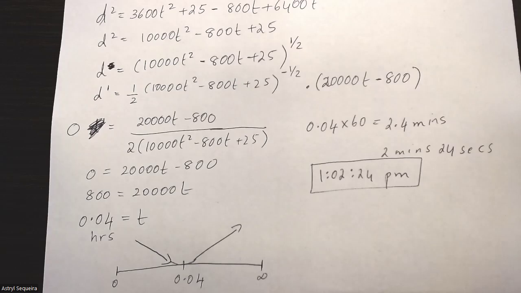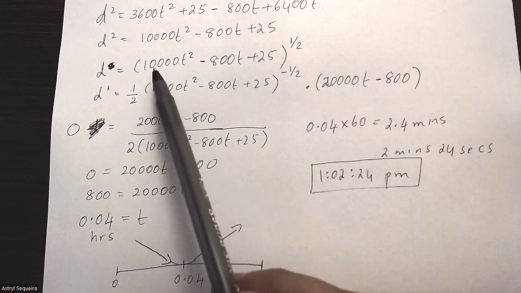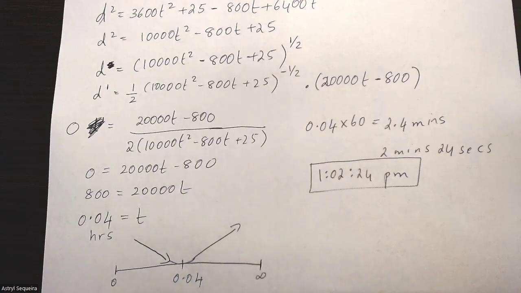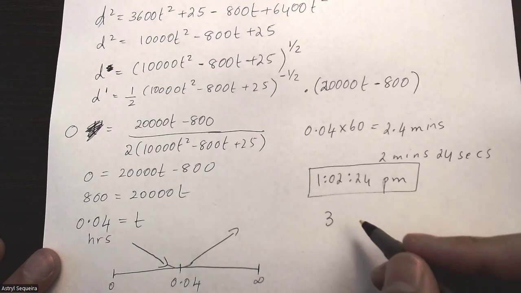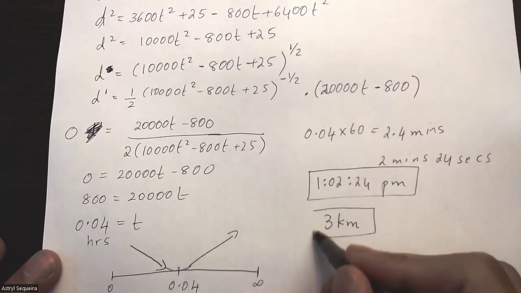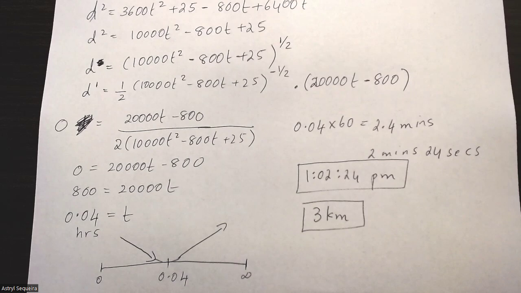And then we need to find the closest distance itself. To find the closest distance, I'll just sub in 0.04 into my regular distance equation over there. I'll just do that in my calculator. And I get exactly 3, and the unit is going to be kilometers over here. And this is going to be the exact closest distance at this time for this question.